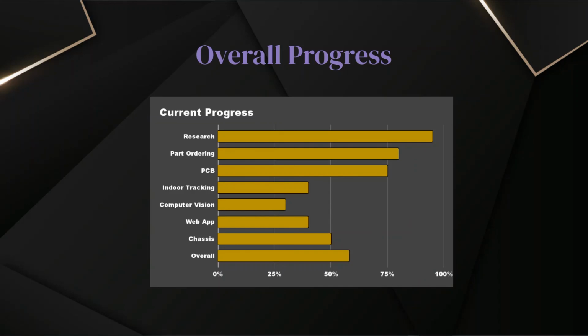We believe we are making good progress. For research, we like to say we are 95% done, but in reality, there's always something to research and look into. For our part order, we are 80% done. We are still waiting on the arrival of our second-gen PCB design and the parts needed to create our chassis. Our PCB component of our project is about 75% done. As I stated before, we are waiting to solder and still test our second-gen PCB design.